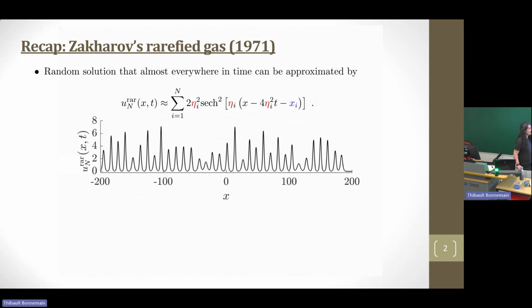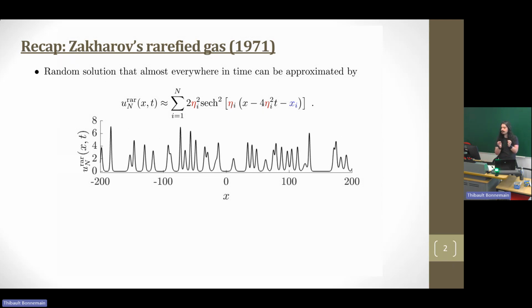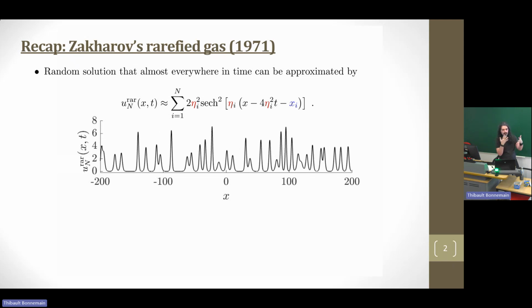Okay, so the rarefied Soliton gas is the limit of N going to infinity with a given joint distribution of eta and x. This is roughly what it looks like. This is not quite rarefied, as you can see. At some point in time this approximation breaks, but roughly.